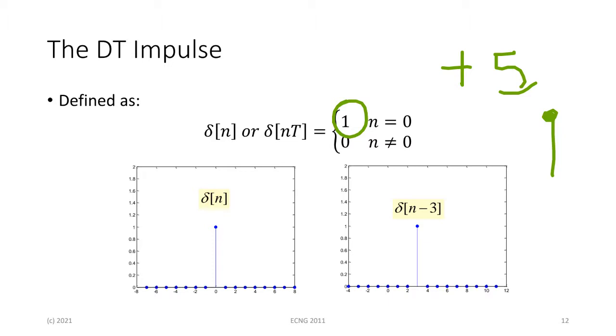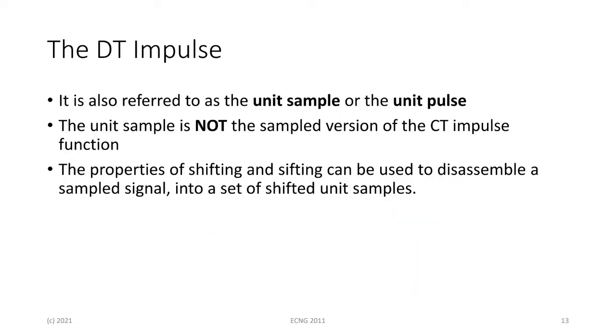And the same properties apply in shifting them around in time, right? So δ[n minus 3], and again, you could look at it as δ[n minus 3T]. Sometimes you remember I told you we put that T to remind us that in the discrete time world, things happen every capital T seconds. All right? So it is referred to as a unit sample or the unit pulse. This is important.